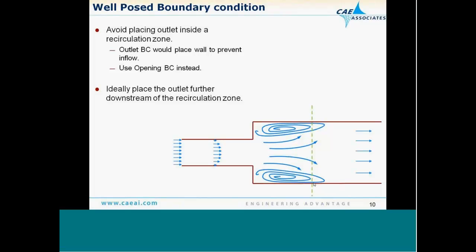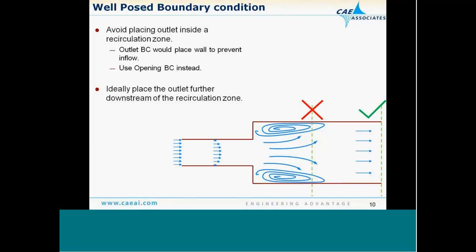So you'll end up with a wrong solution, essentially. So this is not the right boundary condition to use. What you should do is, like we had done for this particular case, you can extend the flow domain out, if it's possible, to make sure that you place the outlet boundary far away from this recirculation zone so that it won't affect the flow pattern.